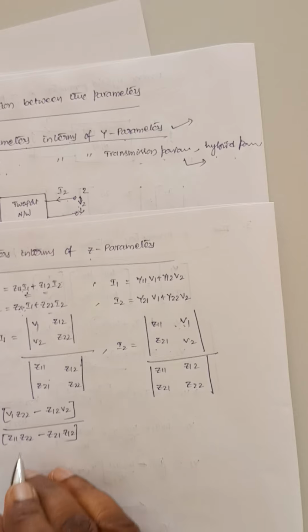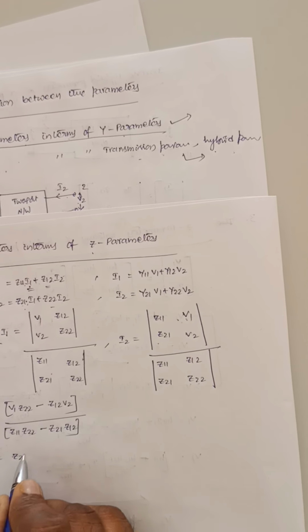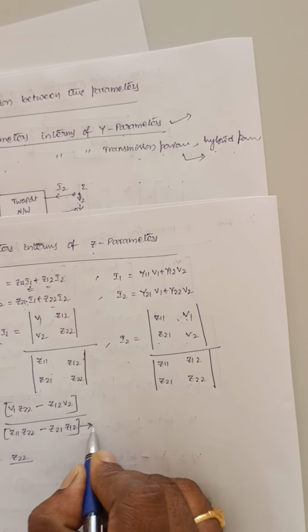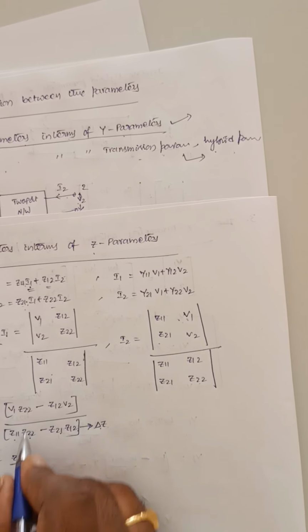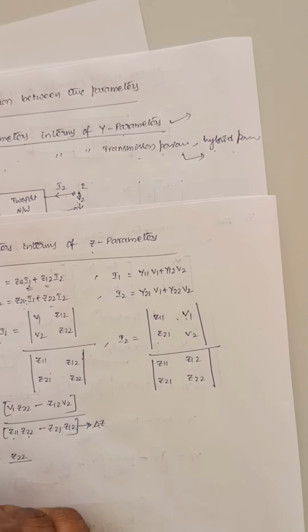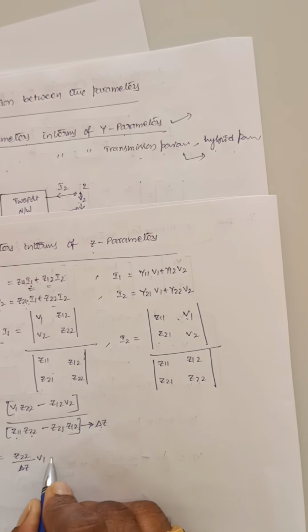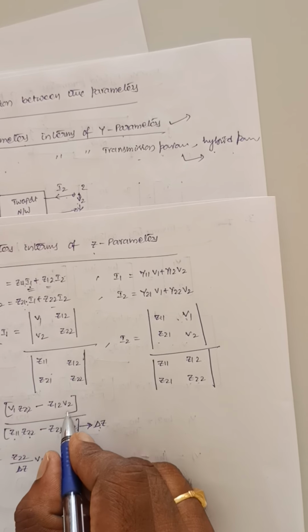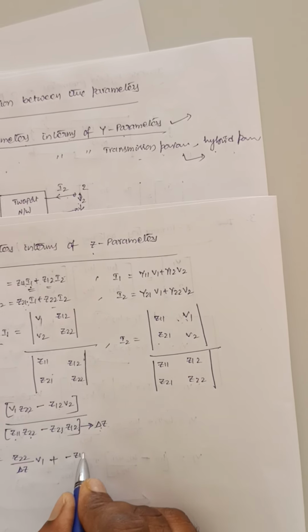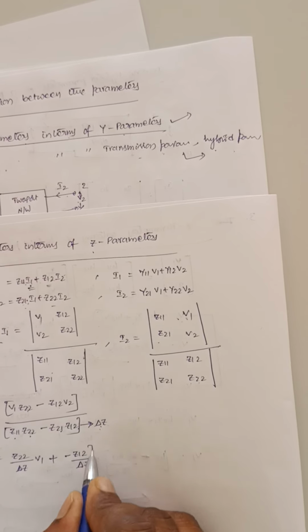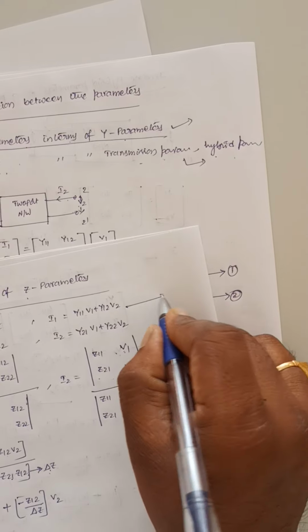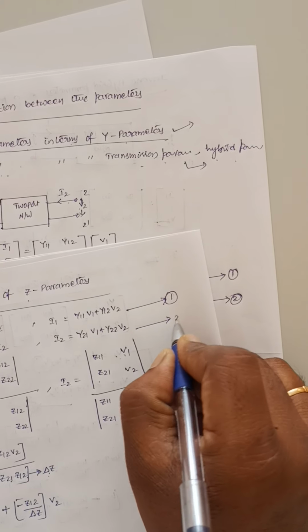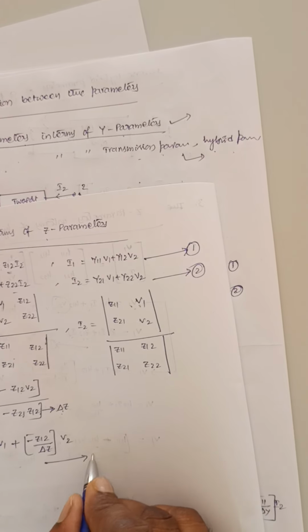So now, let us assume delta Z is equal to Z11 Z22 minus Z21 into Z12. Then I1 is equal to Z22 divided by delta Z into V1, plus minus Z12 divided by delta Z into V2. Let us call these equation number 1, equation number 2, equation number 3.